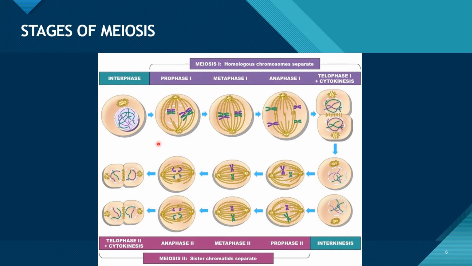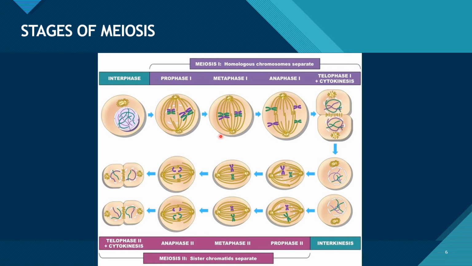The tetrads touch at the chiasmata, and here non-sister chromatids can exchange pieces of themselves in the process called crossing over, which we will learn about in just a few minutes, or genetic recombination. So this allows for more genetic variation. Next, we have metaphase one.